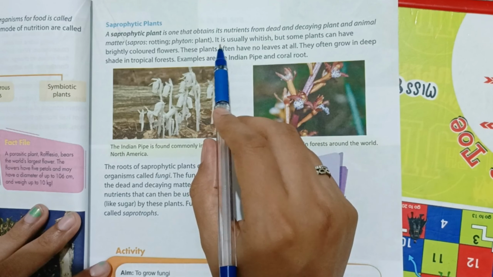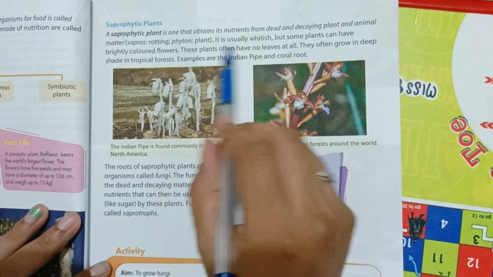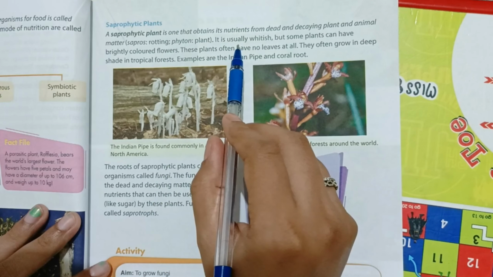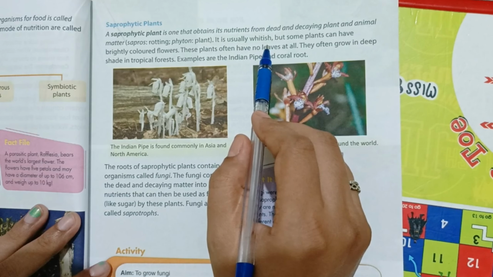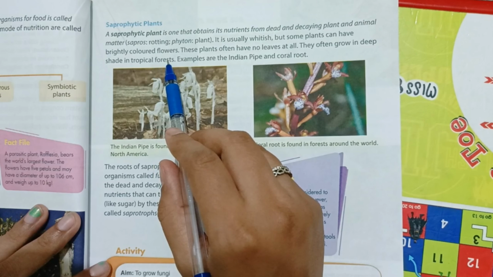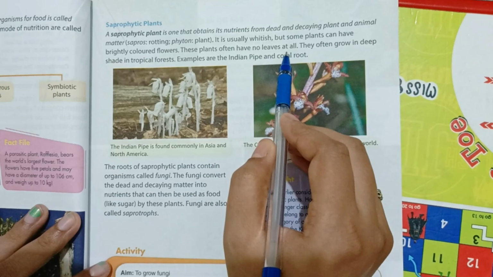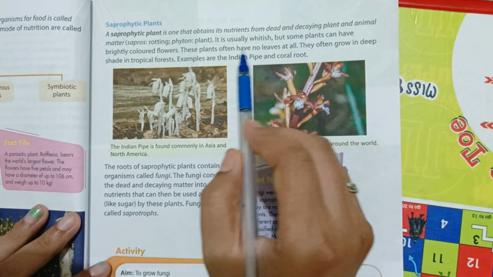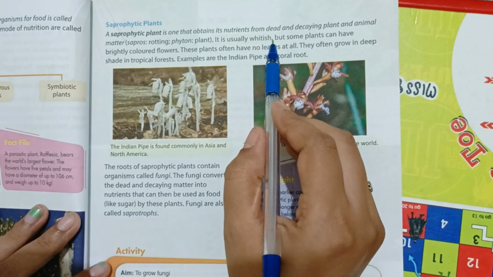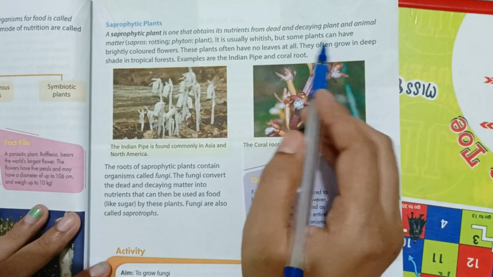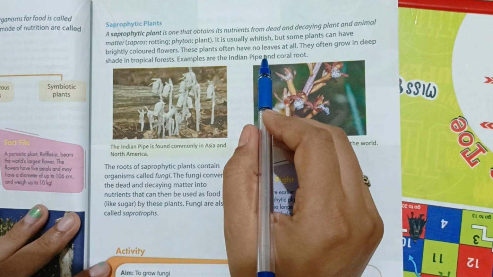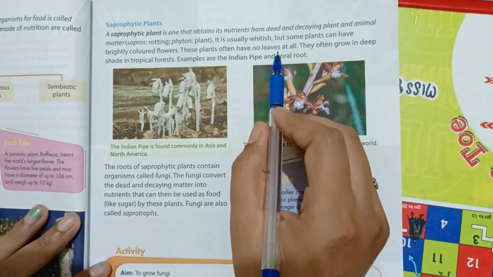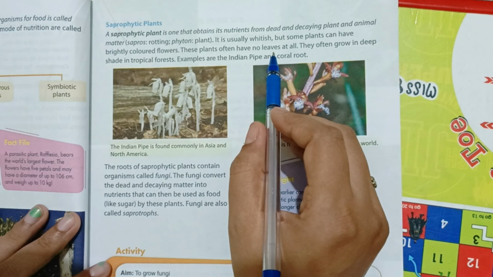It is usually whitish, but some plants can have brightly colored flowers also. The saprophytic plants are generally whitish in color, but some plants have brightly colored flowers. These plants often have no leaves at all. Leaves are not present at all. That means there is no photosynthesis, meaning these plants are completely dependent on the dead and decaying plant and animal matter. They cannot produce their own food. They cannot manufacture their own food because they do not have leaves, and the leaf is the main center for the photosynthesis process to take place.